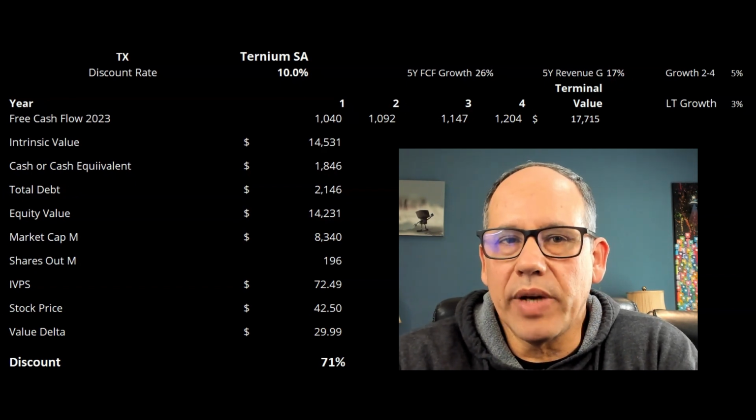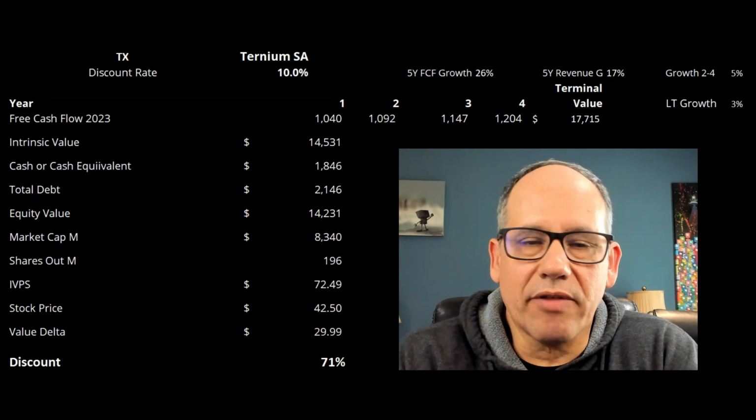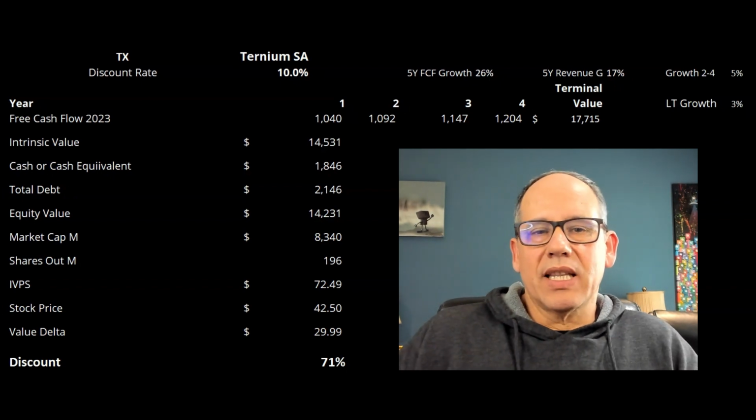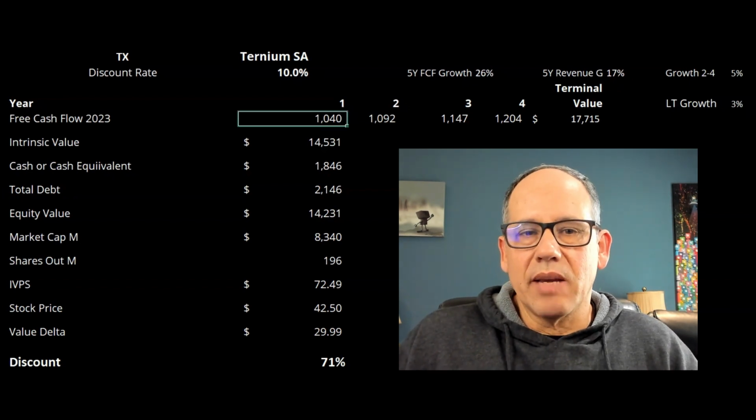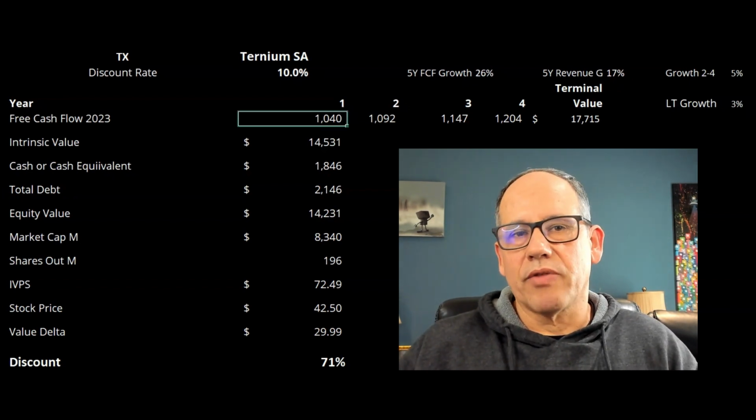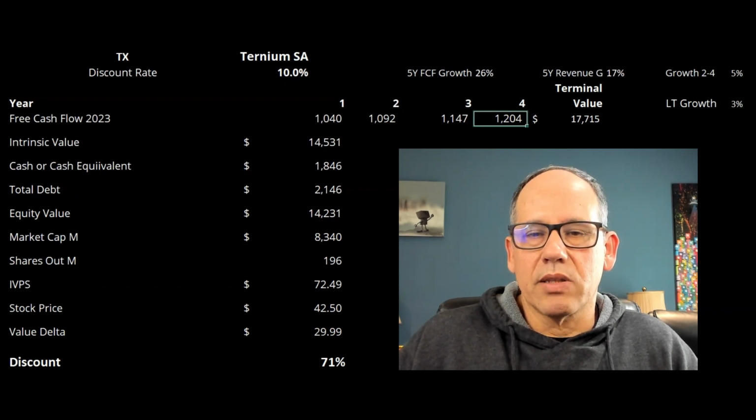Let me take you through a model that I've created that takes us through and values the company based on free cash flows. First, the first year of free cash flow is $1,040,000,000, which is the amount of free cash flow this company produced for 2023. And each year I'm expecting it to grow by about 5% per year. So year one is 2023, 2024, 2025, 2026.